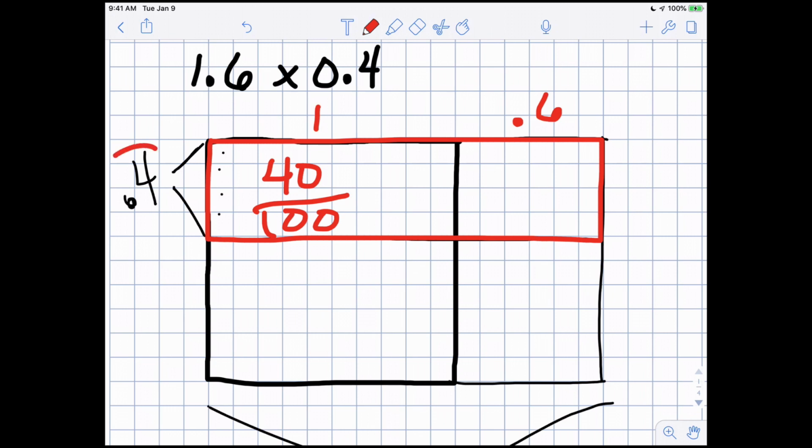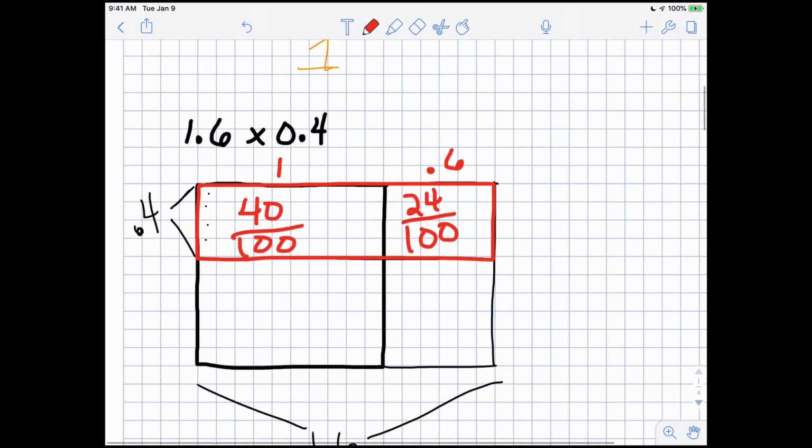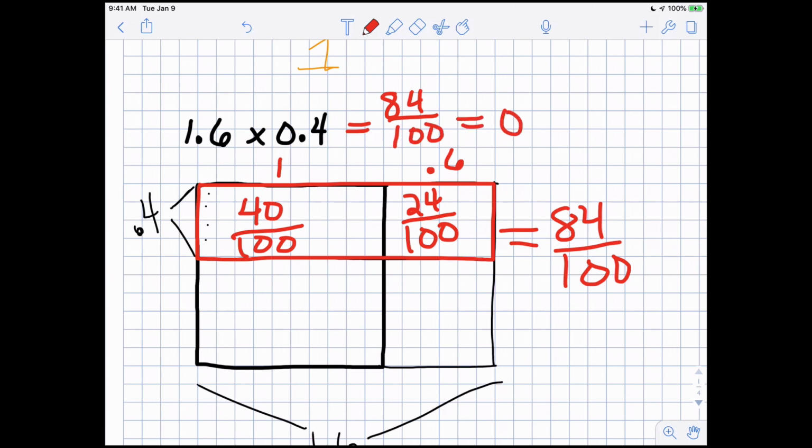And that 4 tenths times 6 tenths gives us 24 hundredths. And if you want to be thinking about this, you could say, let's stick with this and let's keep finishing here. So this is 84 hundredths. So we know it's 84 hundredths, which is 0.84. That's pretty cool. That is pretty darn cool.